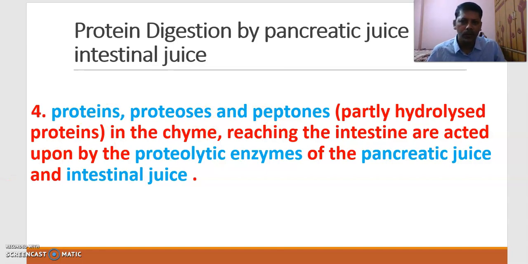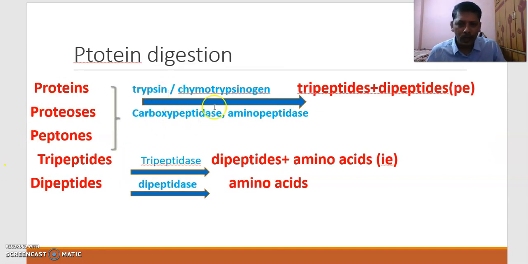Let us see those equations, how these enzymes act. Okay, these are the enzymes: trypsin, chymotrypsin, and carboxypeptidase, which are present in pancreatic juice. Aminopeptidase, tripeptidase, and dipeptidase are present in intestinal juice. Now what happens here? The proteins, proteoses, and peptones are converted to tripeptides and dipeptides by trypsin, chymotrypsin, carboxypeptidase, and aminopeptidase. Where are trypsin, chymotrypsin, and carboxypeptidase present? They are present in the pancreas. These are the pancreatic enzymes.